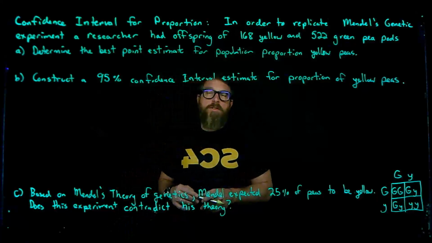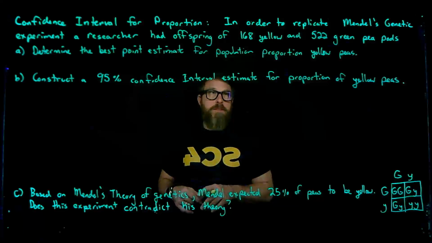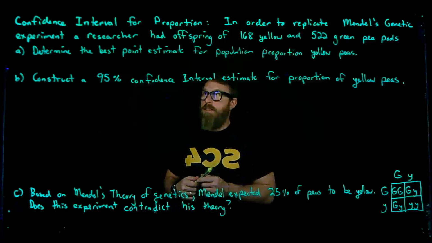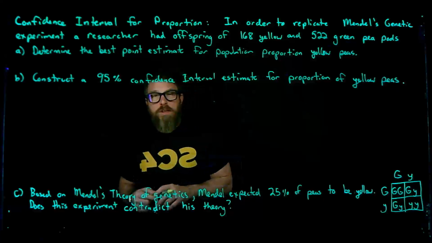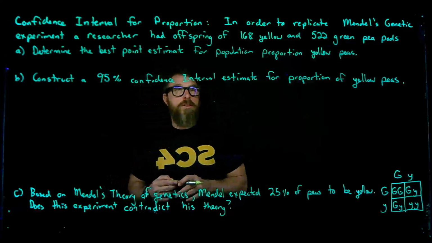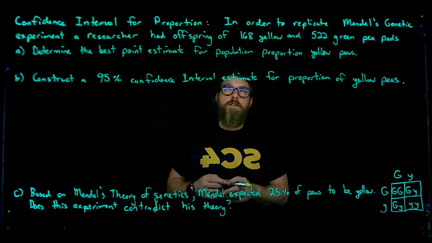Today I'm going to cover a confidence interval for proportion, and specifically we're going to use an example of Mendel's genetics. This will show us how we can use a confidence interval to be able to test theories in science. So let's get started.